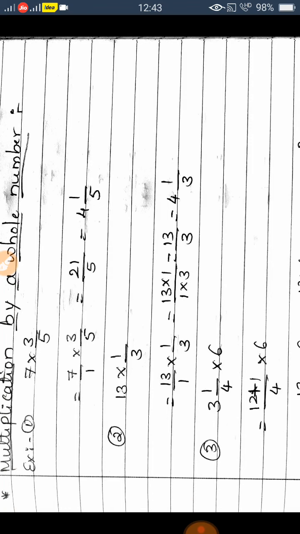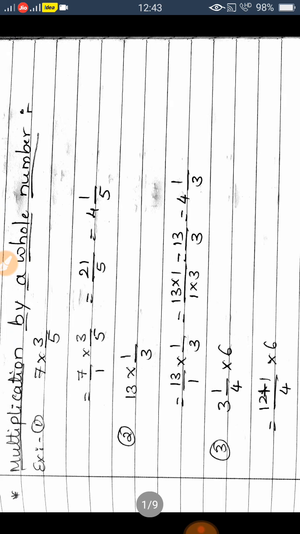How is it? By a whole number, meaning 0, 1, 2, 3 and so on, and by fractions also. Multiplication of a fraction with a whole number, and a fraction by a fraction itself. So the first one is multiplication by a whole number. I have taken the examples of the exercise itself, not other than that. The remaining you have to solve yourself.